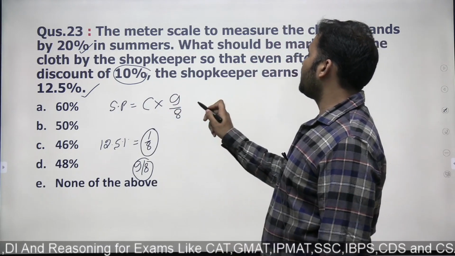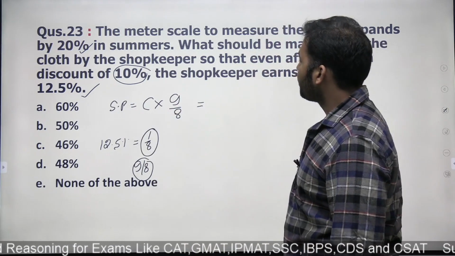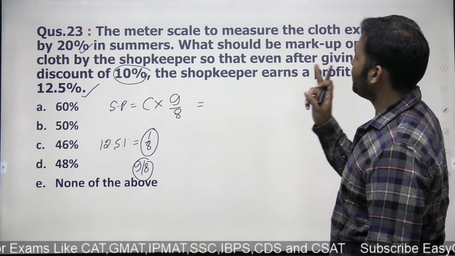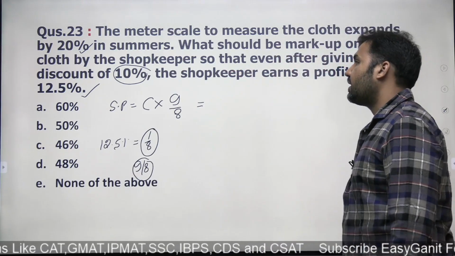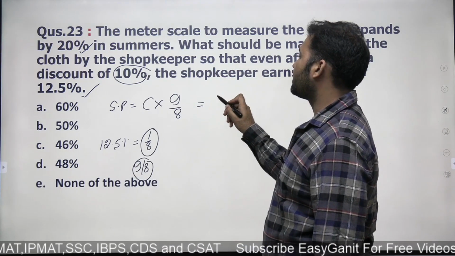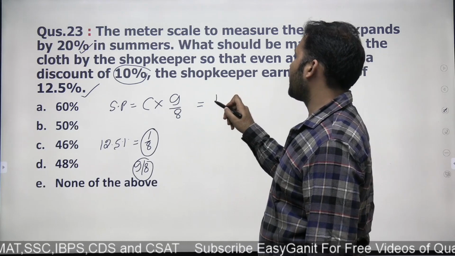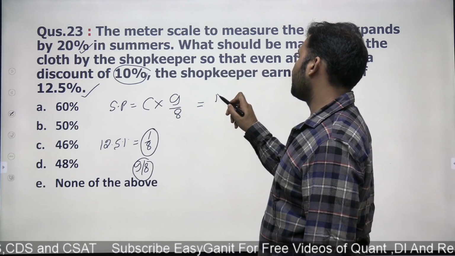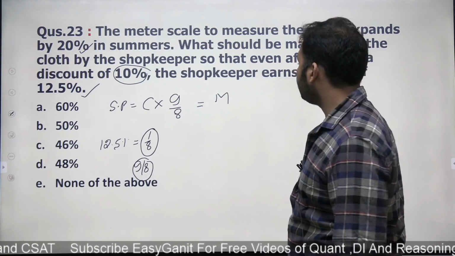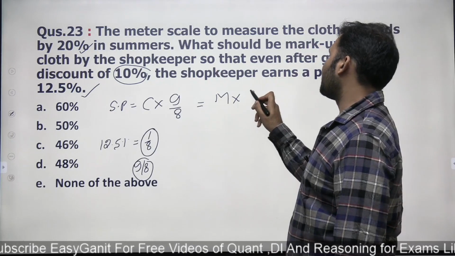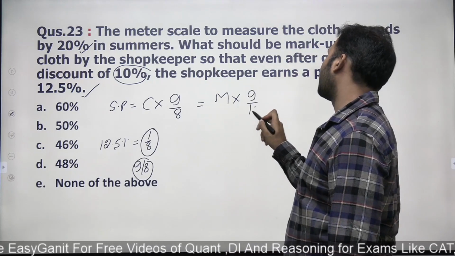And this selling price should be obtained on giving a discount of 10% on the mark price, right? Then you see that whatever is the mark price, right? Let's say M is the mark price, right? Now on this mark price, there's a discount of 10%. That means I'm selling the product at 9 by 10 of the mark price.